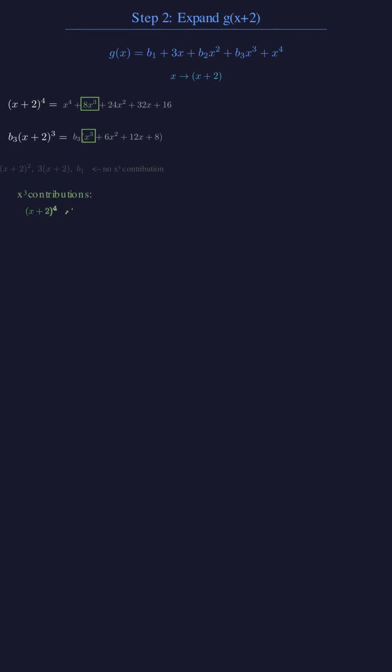Now g of x plus 2. Same idea. Replace x with x plus 2. The x to the fourth term becomes x plus 2 to the fourth. Expanding, x to the fourth plus 8x cubed plus 24x squared plus 32x plus 16. The b3 times x cubed term becomes b3 times x plus 2 cubed. That is b3 times x cubed plus 6x squared plus 12x plus 8.